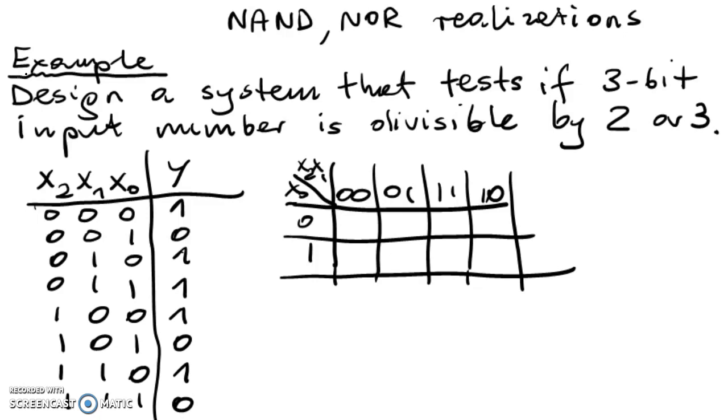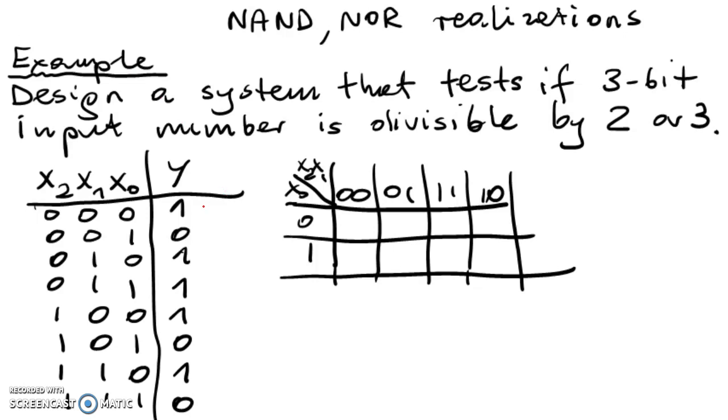I propose to do it using an example. Design a system that tests if a 3-bit input number in binary is divisible by 2 or 3. And the truth table is already constructed. You can see it here.